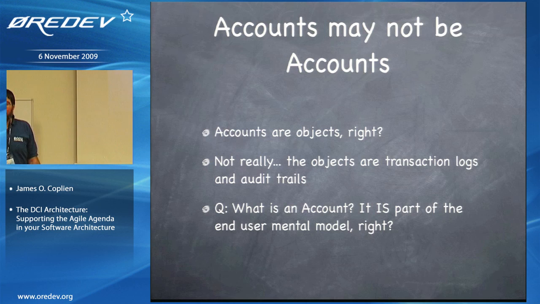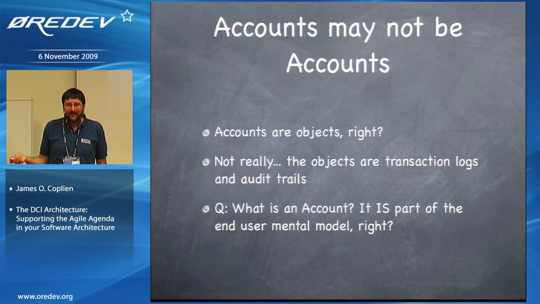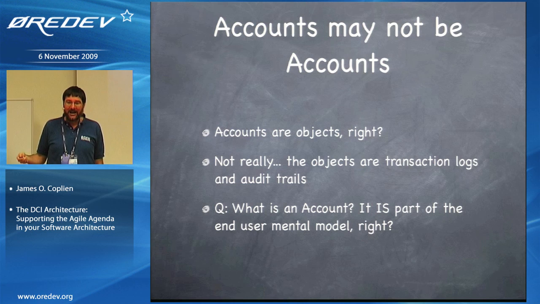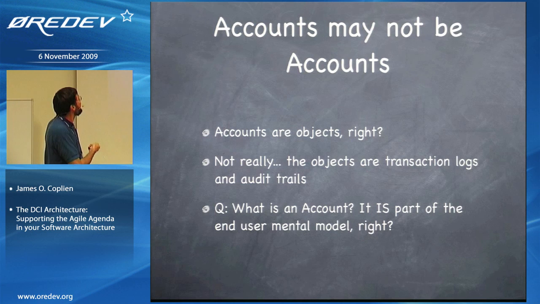So accounts are pretty stable, but their behaviors, okay? Is an account part of the end user mental model? Of course, we talk about accounts. So it must be a thing, if we're doing object-oriented programming, which is capturing the end-user model in the code, then it should kind of fly like an object and quack like an object and walk like an object. Well, what is it? It's a context.